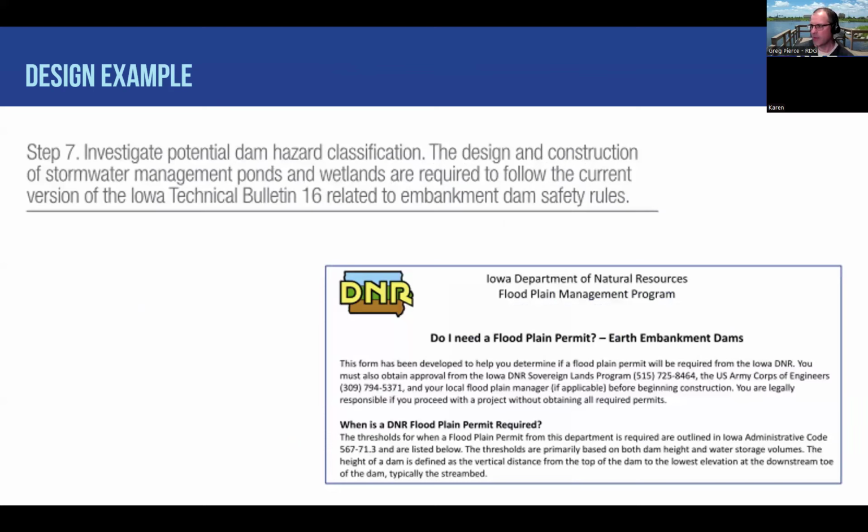At this point, it's probably a good time to check in and ask, especially if you're doing a wet pond, is this pond getting big enough that it's going to need a state permit? So look at how much you're storing and what the height of the dam is, because if it is a state permit, there are different standards and requirements you may have to follow, depending on what hazard classification it has. So it's a good time to check in for that.